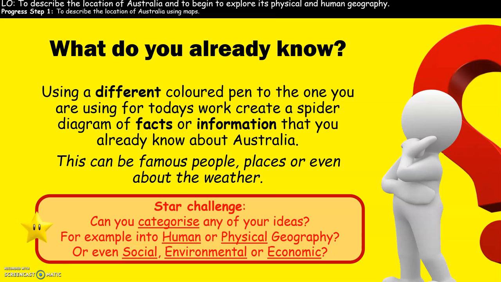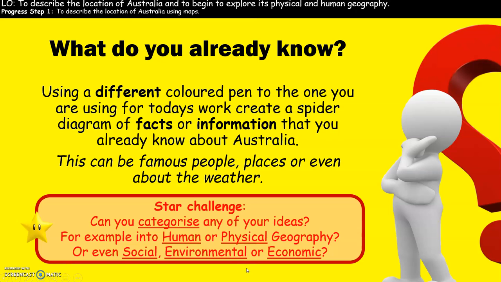So what I want to know first is what you already know. Using a different coloured pen if you've got one, or even a pencil, I want you to create a spider diagram of facts or information that you already know about Australia. This can be famous people, places within Australia, or the weather. If you can, there's a challenge question as well: try to categorise your ideas, potentially into human and physical, or social, environmental, or economic, or any other type of grouping that you can think of. So if you just pause the video here, and then we will move on when you're ready.